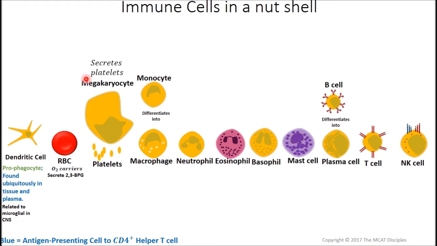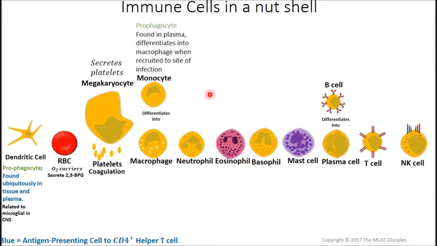Anyway, the megakaryocytes secrete platelets. They are born in bone marrow, just like the rest of these blood cells. They're just these big, humongous cells that secrete platelets. You break off a piece of the megakaryocyte, and then you've got platelets. Platelets function in coagulation, but they are not cells. I know I've included them with the immune cells, but they're not cells. I just include them here.